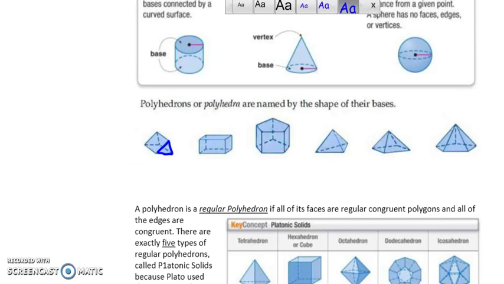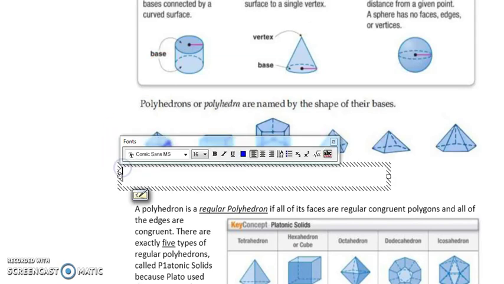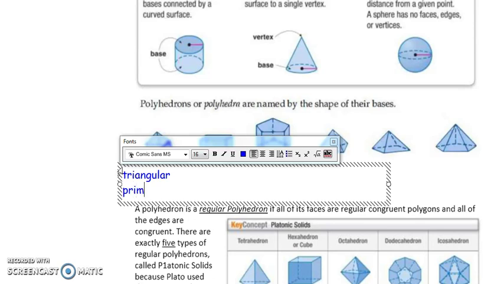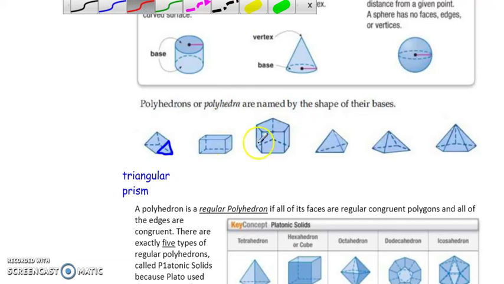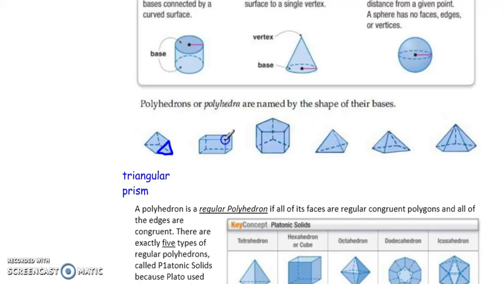Triangular prism. So this next figure has a square base. Again, we look for the two matching bases, and then we look at that shape. In this case, it's a square, so we would call that a square prism.